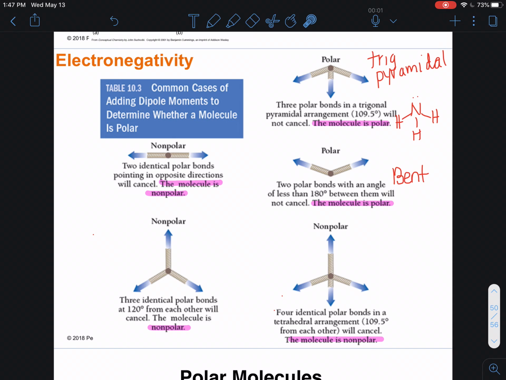And then tetrahedral arrangements, if all of these bonds are identical, like carbon tetrachloride, even though this is made up of polar bonds, it has a tetrahedral shape. So the dipoles will cancel each other out, and the molecule is collectively nonpolar.